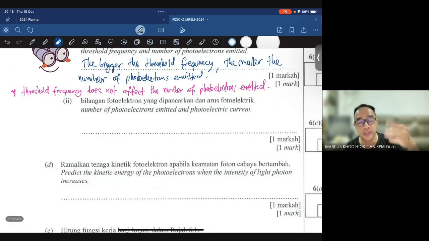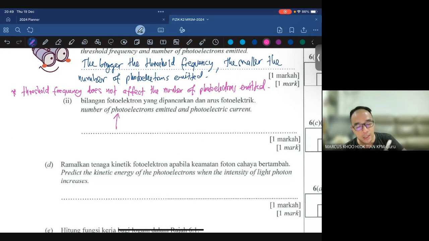Number of photoelectrons and the photoelectric current. This one makes a little bit more sense. The bigger the number of photoelectrons, the bigger the photoelectric current. I think this is very straightforward. It's also shown in our graph.